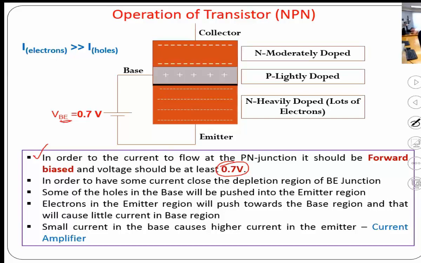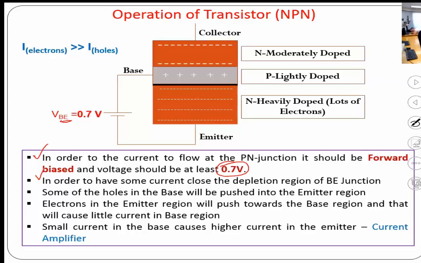It's base and E for emitter. So that VBE, which stands for voltage between base and the emitter, should be at least 0.7 to forward bias that first junction. So in order to have some current, we need to close the depletion region of base and emitter.